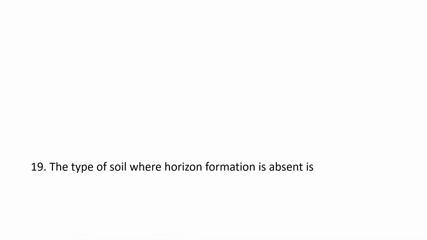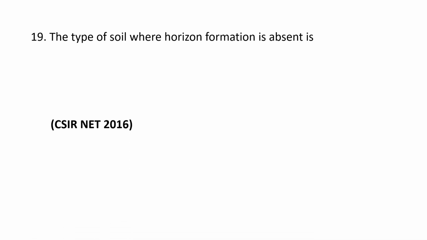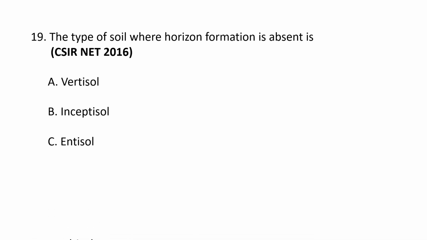Next question. The type of the soil where horizon formation is absent is called A. Vertisol, B. Inceptisol, C. Entisol, and D. Ultisol. The correct option goes as C. Entisol. Entisols are very young, immature soils which are characterized by the absence of distinct pedogenic horizons, commonly found in areas with recent material deposition or rapid erosion. These soils lack significant layer development, with the profiles showing little to no profile development.